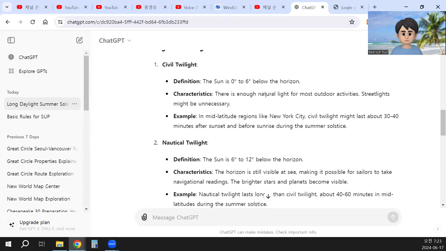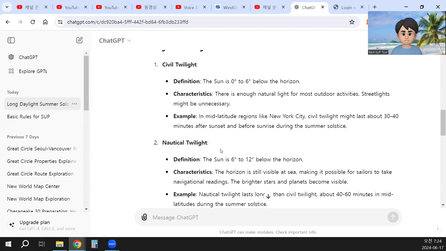Characteristics: there is enough natural light for most outdoor activity, and artificial light might be unnecessary. For example, in a middle latitude region like New York City, civil twilight might last about 30 to 40 minutes after sunset and before sunrise during the summer solstice. That adds up to about more than 2 hours of civil twilight.